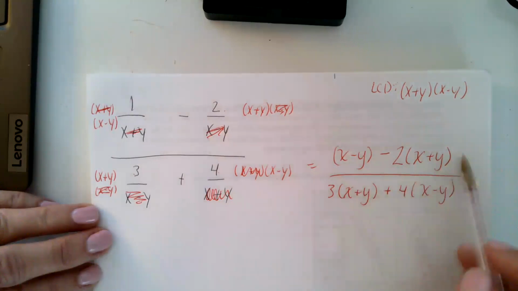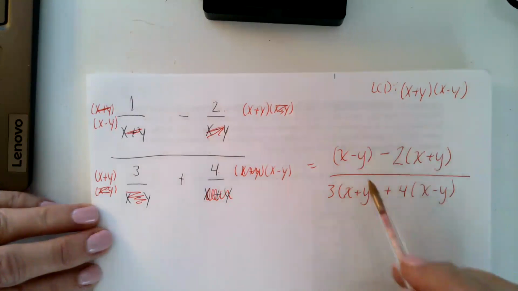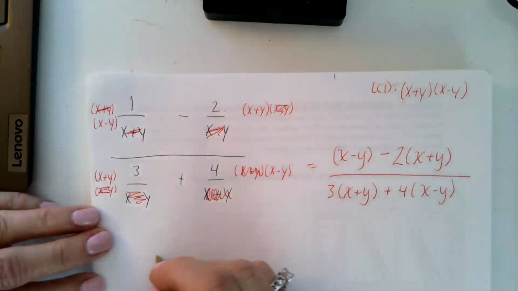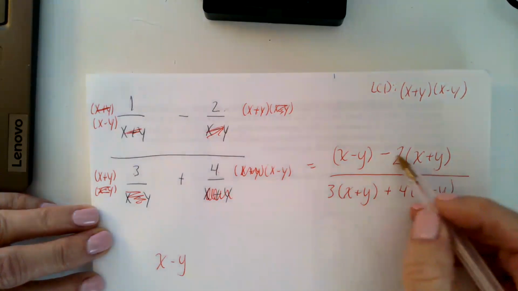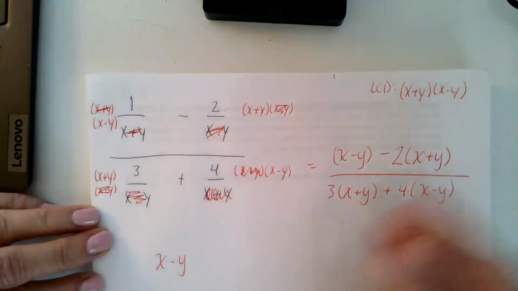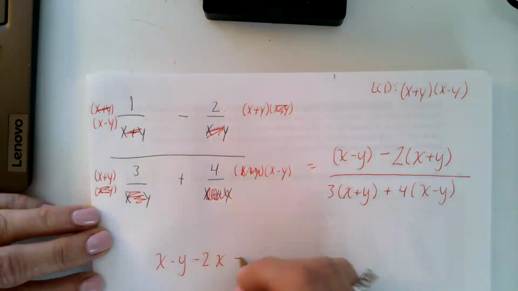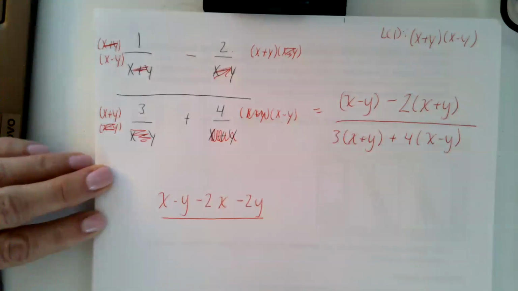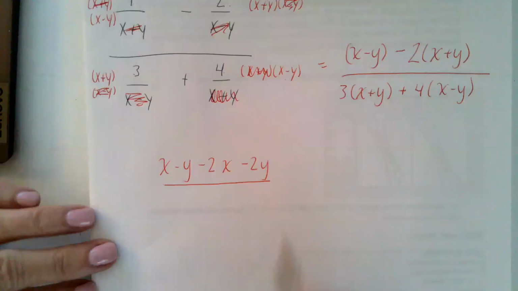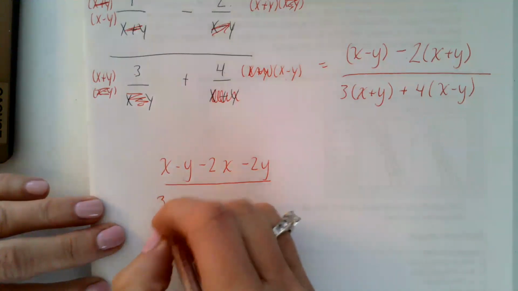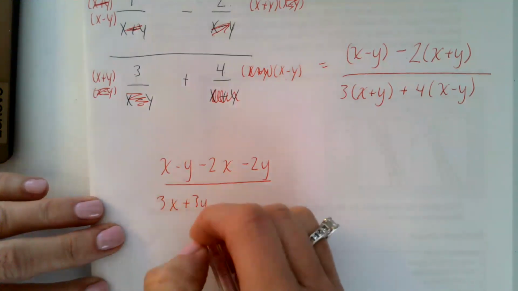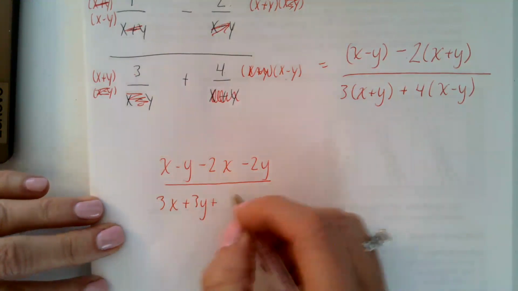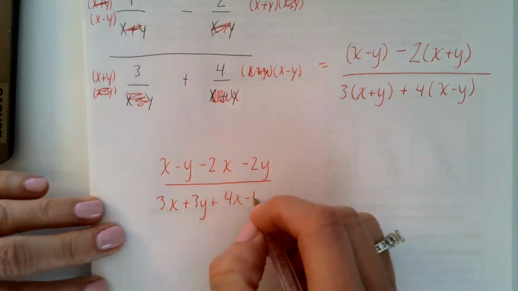So we have to distribute and then combine like terms in the numerator and denominator before we can try to do any other simplifying. So we have x minus y. We're going to distribute this -2 to the x plus y. So we have -2x minus 2y. And then in the bottom, we're going to distribute the 3. So we have 3x plus 3y. And plus, we're going to distribute the 4. So we have 4x minus 4y.